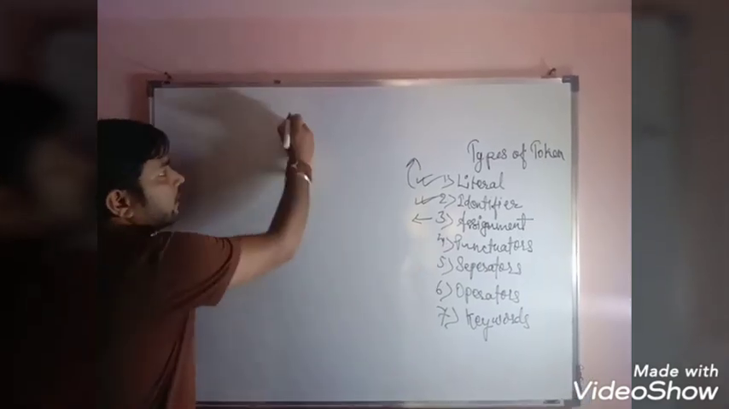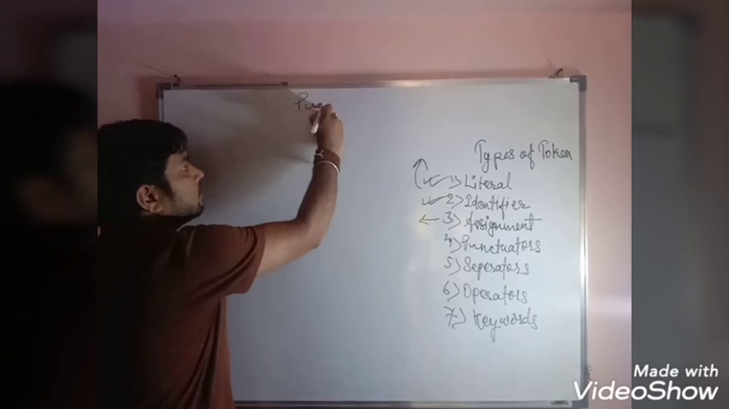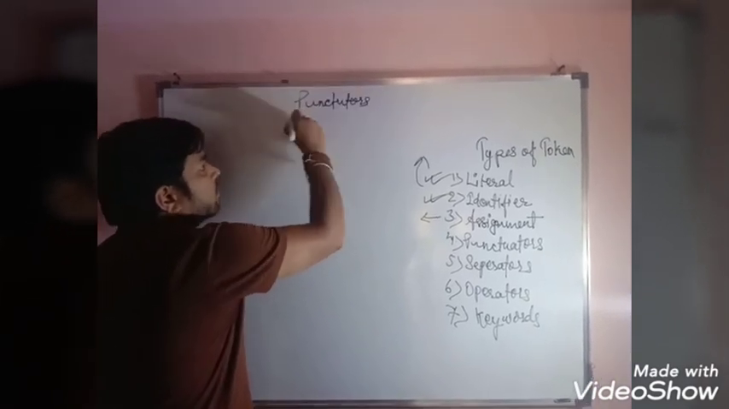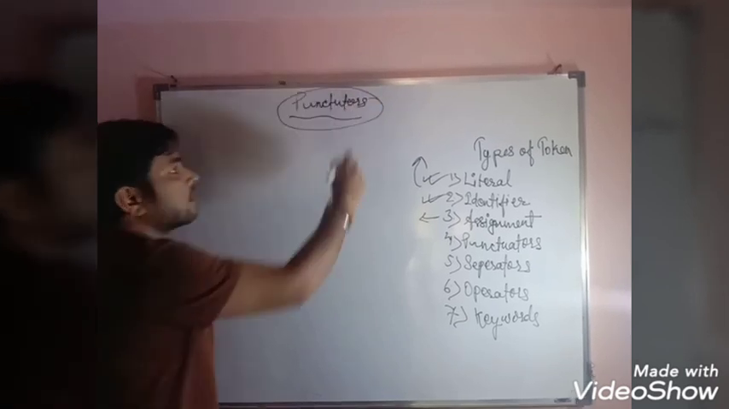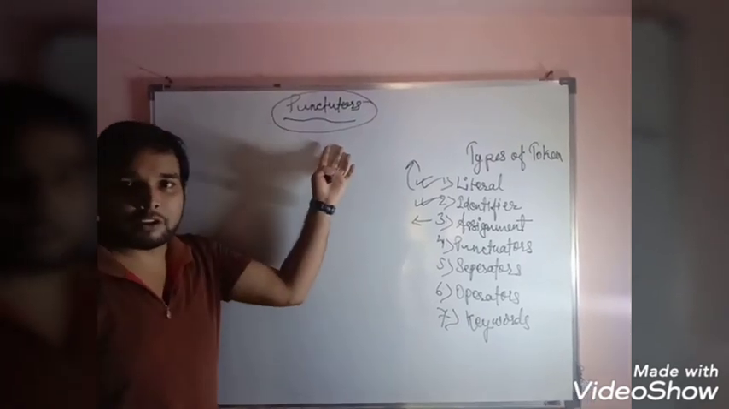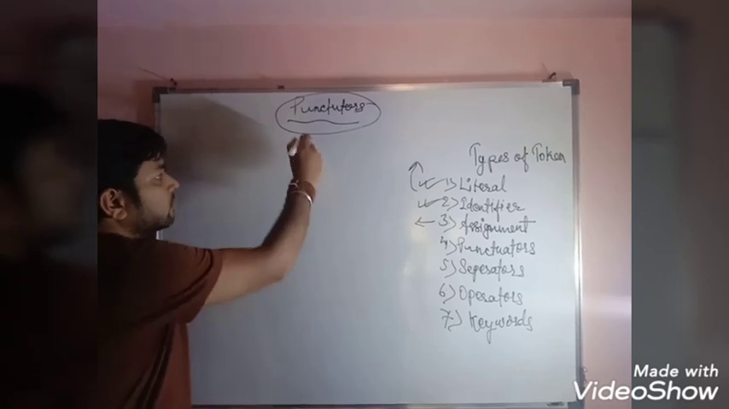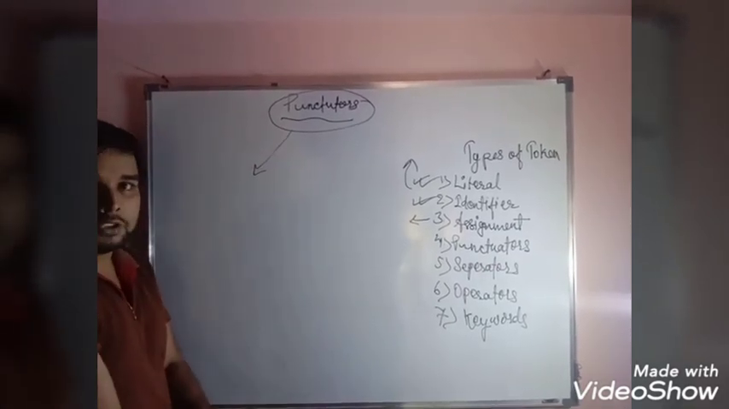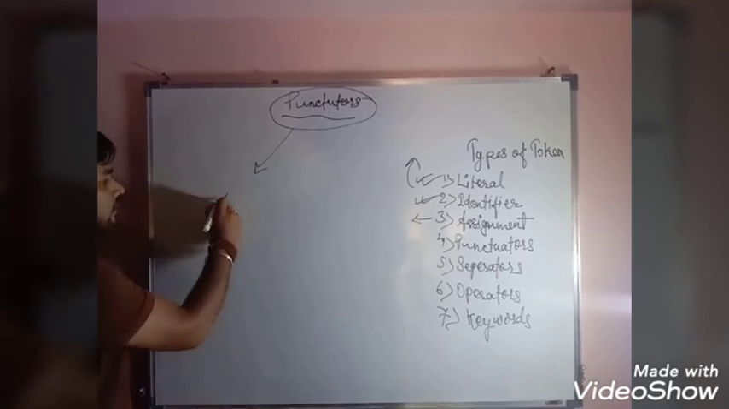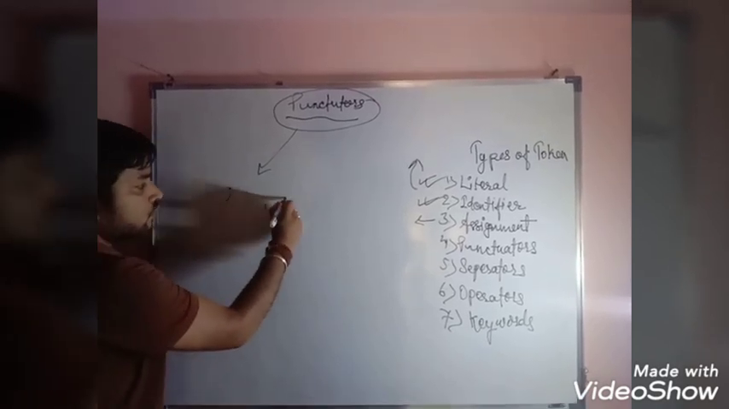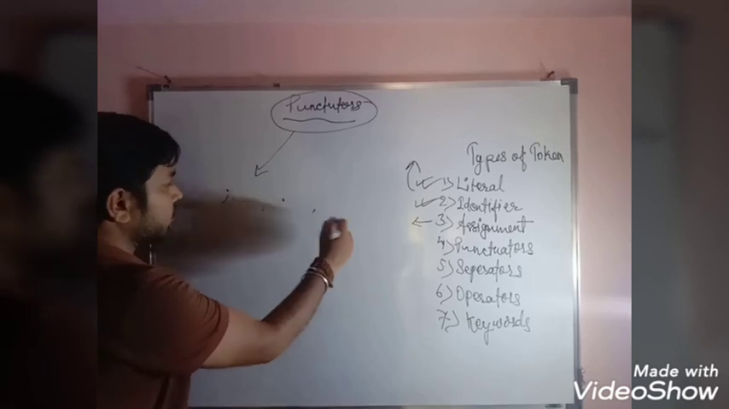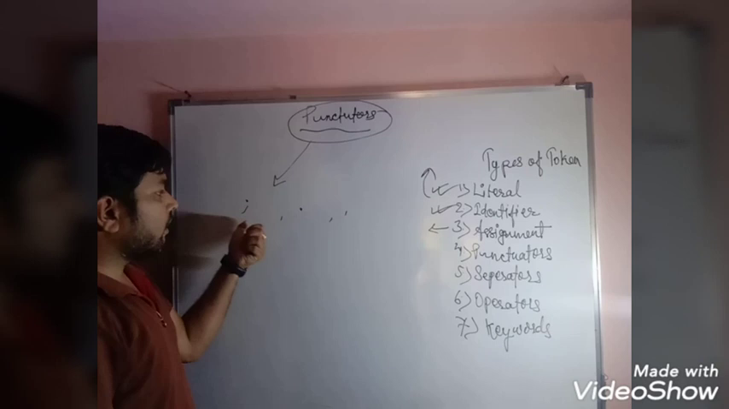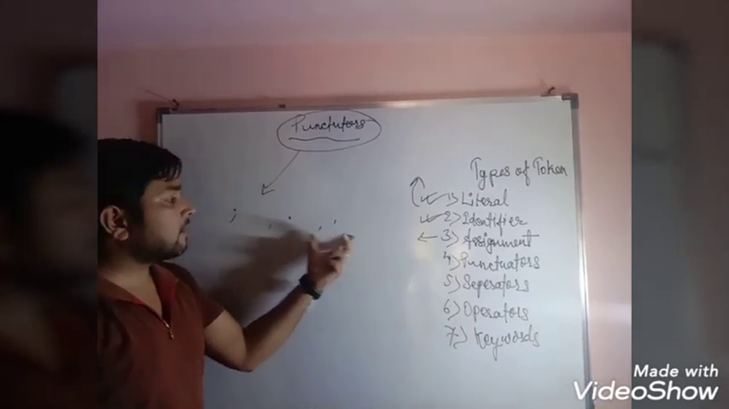Fourth type of the token is punctuators. What does punctuator mean? Punctuators are the punctuation signs used in the Java programming. What are the punctuation signs? I am giving just some examples of punctuation signs. One is semicolon, another is dot, and comma is also a punctuator sign. Okay, so semicolon, dot, these are the punctuation signs.